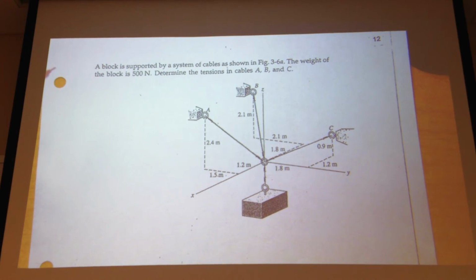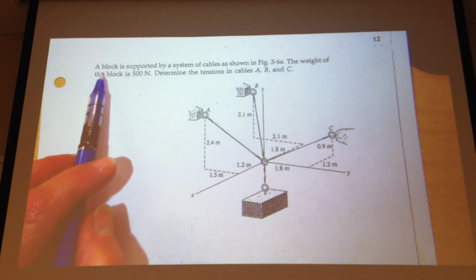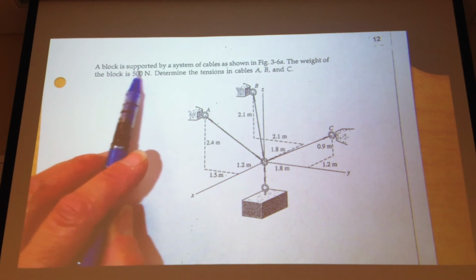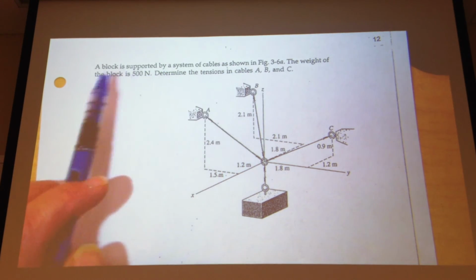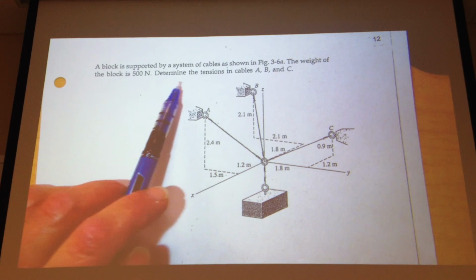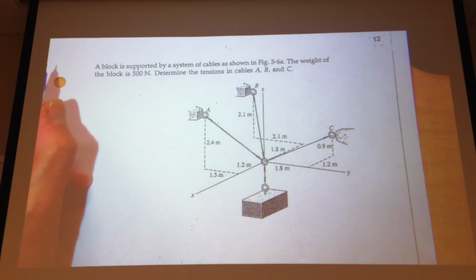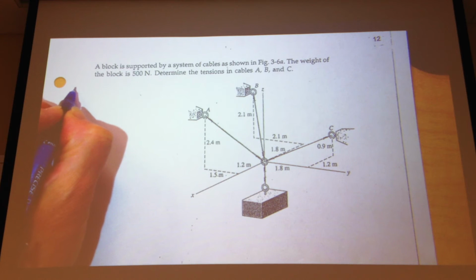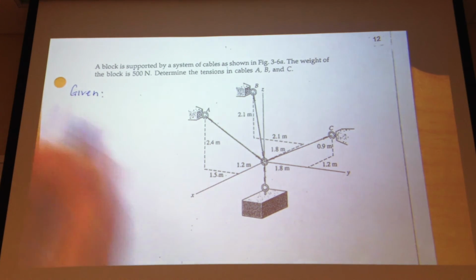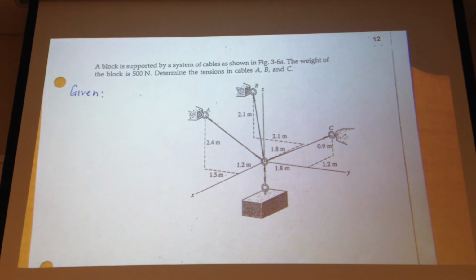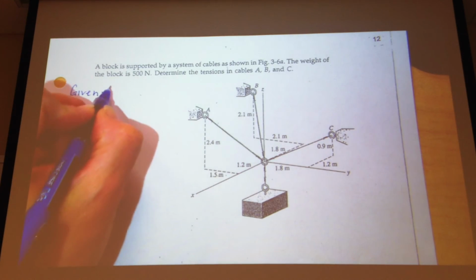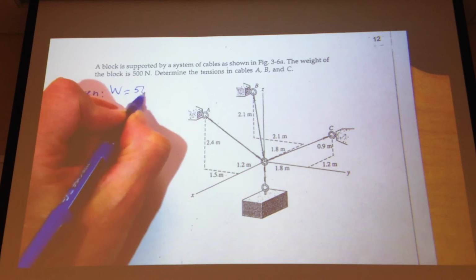Second, we read the words and figure out what information we have. A block is supported by a system of cables. The weight of the block is 500 newtons. Determine the tension in cable A, B, and C. What's next? We set up. We write given and find. And is anything given that's not in the picture? The block weight. So 500. Let's call it weight W, 500 newtons.